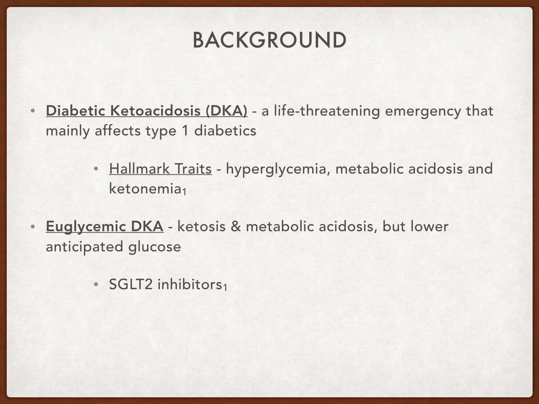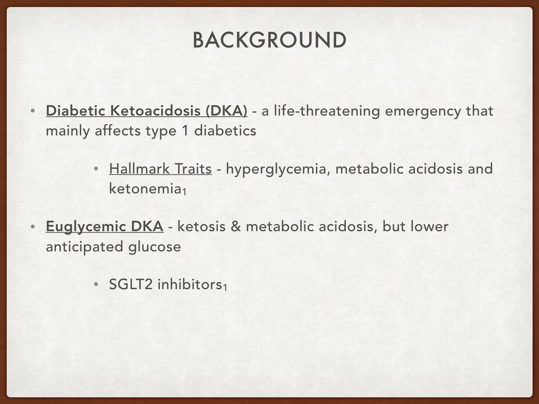DKA, or diabetic ketoacidosis, is a potentially life-threatening emergency that mainly occurs in type 1 diabetics. Common characteristics of DKA include hyperglycemia, metabolic acidosis, and ketonemia. Occasionally, DKA can present without increased blood sugar levels in certain patient populations, such as those taking SGLT-2 inhibitors. This specific type of diabetic ketoacidosis is called euglycemic DKA.